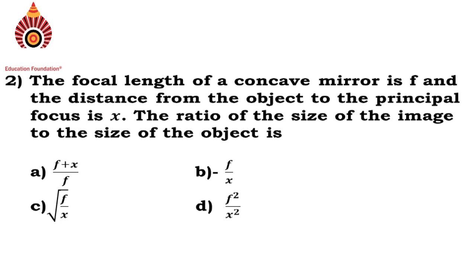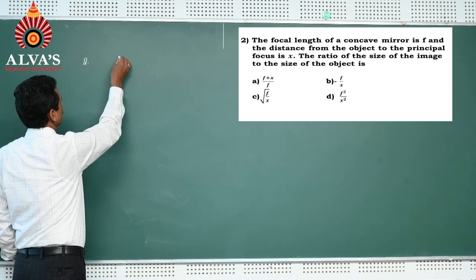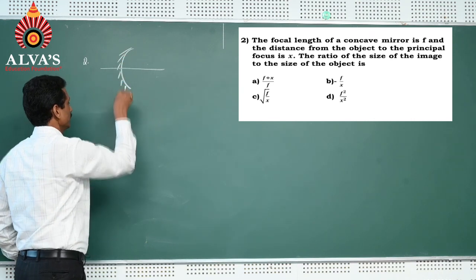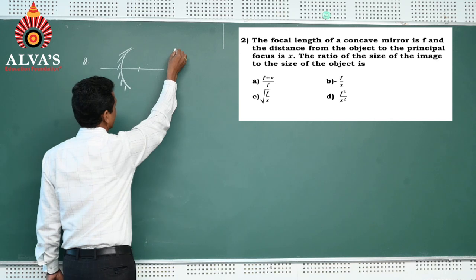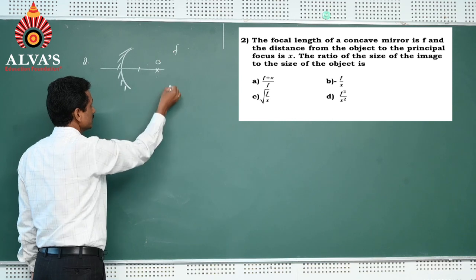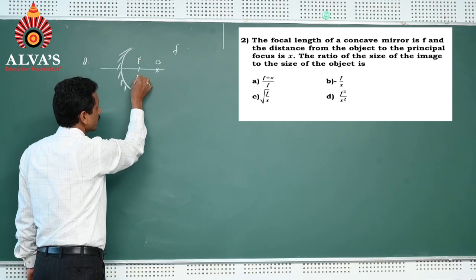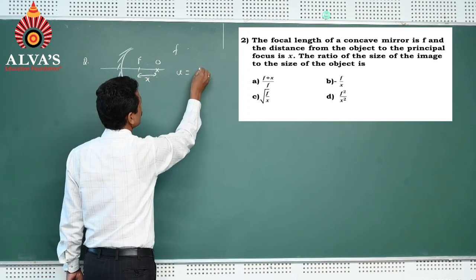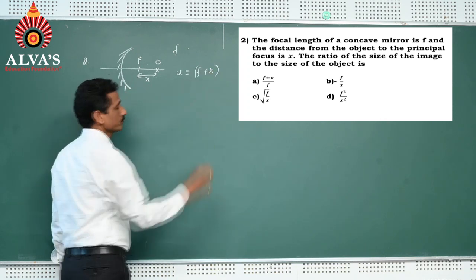Let us move on to question number 2. The focal length of a concave mirror is f and the distance from the object to the principal focus is x. The ratio of the size of the image to the size of the object is. See, in this problem it is given like this: a concave mirror. Principal focus is f, and the distance between the principal focus and the object is x, that is object distance u is equal to f plus x.